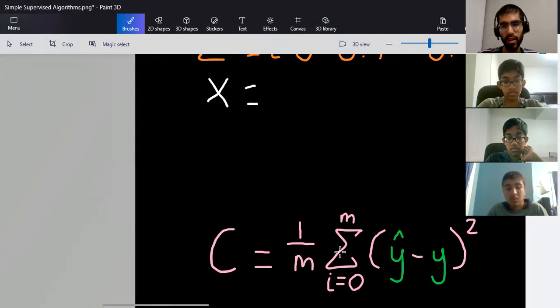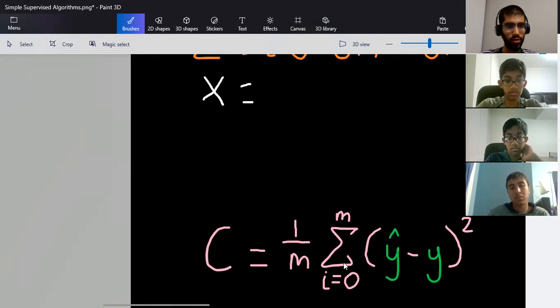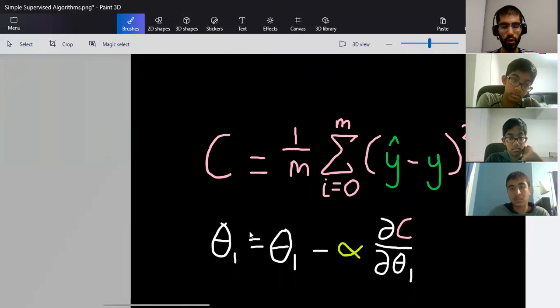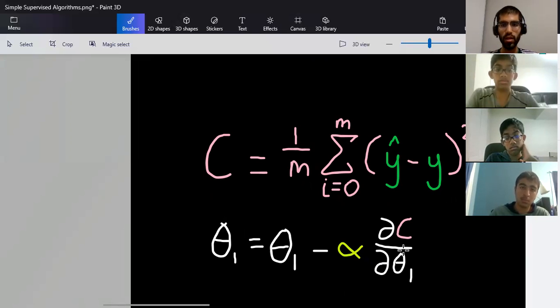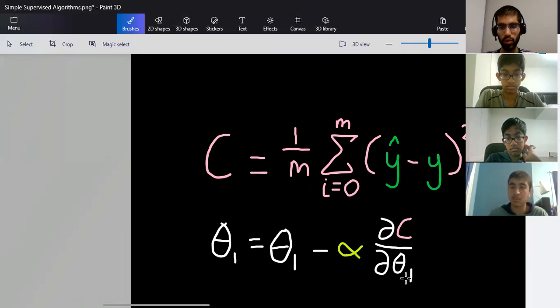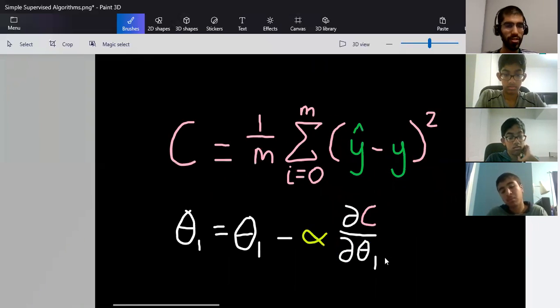Let's just keep it. The other thing we've got to do is remember gradient descent. We've got to update the algorithm's parameters, so theta1, with this rule. Theta1 is equal to theta1 minus the hyperparameter alpha, the learning rate, times the partial derivative of c by partial theta1. Remember this?